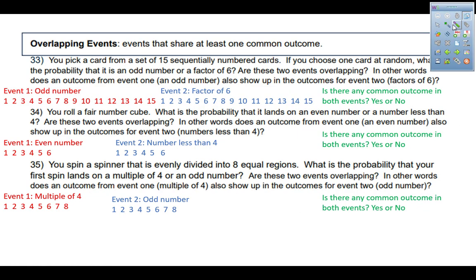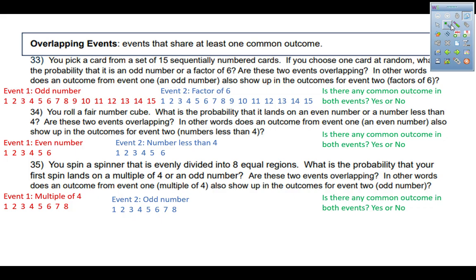Overlapping events. I'm going to be looking at these 2 separate events, but only one's happening. There's going to be an "or" there, okay? If there's an "and", it's like multiple things are happening. This is just one. I'm only spinning the wheel once. I'm only picking one card. I'm only rolling the dice once, okay?